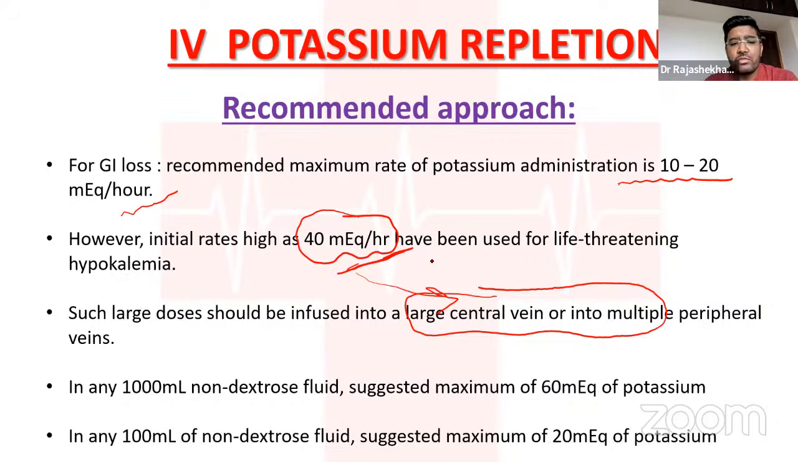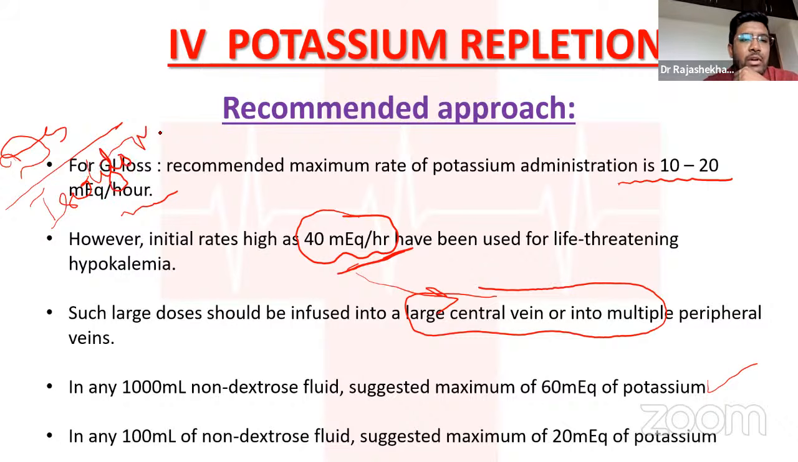In any 1000 ml of non-dextrose fluid, the maximum amount of potassium allowed is 60 milliequivalents. You cannot put potassium above 60 milliequivalents in 1 liter of non-dextrose fluid. Definitely, we are not using any dextrose-containing fluid. There are two fluids in which potassium should never be given. One is the dextrose-containing fluid. Another one is Isolyte M.